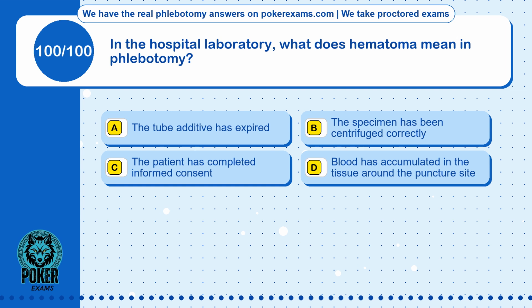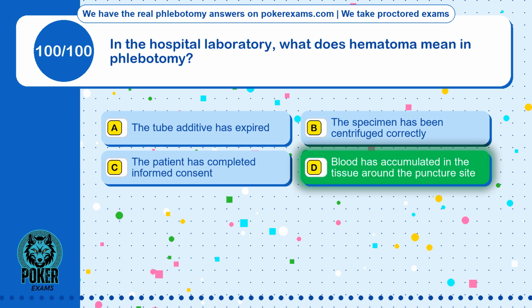Question 100. In the hospital laboratory, what does hematoma mean in phlebotomy? Option A. The tube additive has expired. Option B. The specimen has been centrifuged correctly. Option C. The patient has completed informed consent. Option D. Blood has accumulated in the tissue around the puncture site.